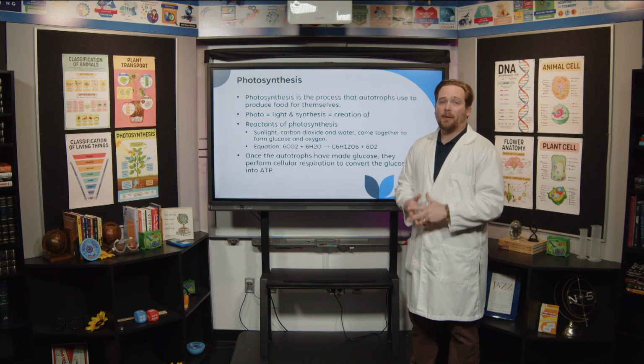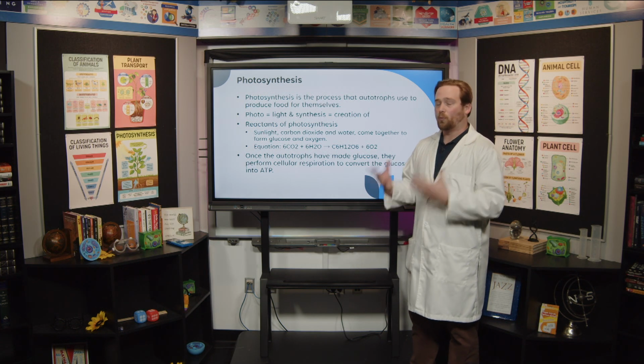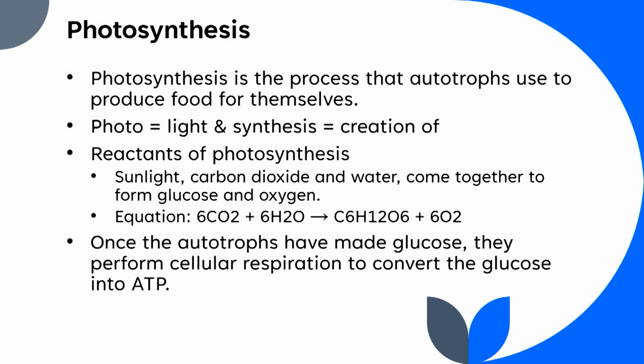So next up, I want to talk about photosynthesis, okay? So what I want you to know about photosynthesis is that this is the process that autotrophs use to produce food for themselves. So a lot of organisms are autotrophs, things that can make their own food. This is like plants and algae. What they do is they use the energy from the sun and they use it to make food. And that's actually what the word photosynthesis means. You can see that the second part of that word, synthesis, means creation of, and photo means light. So photosynthesis means making something with light. And specifically, we're talking about making food, making glucose here.